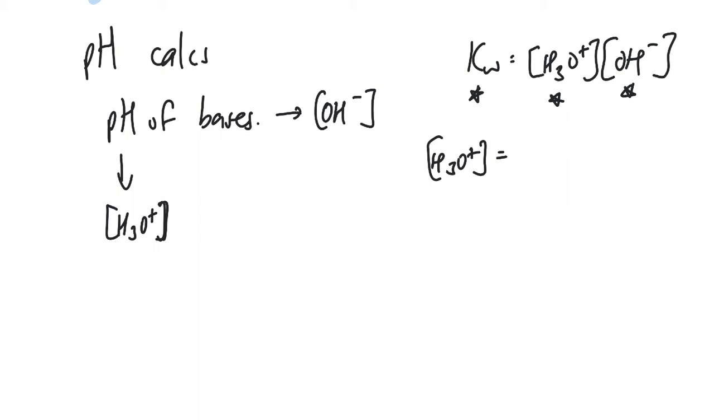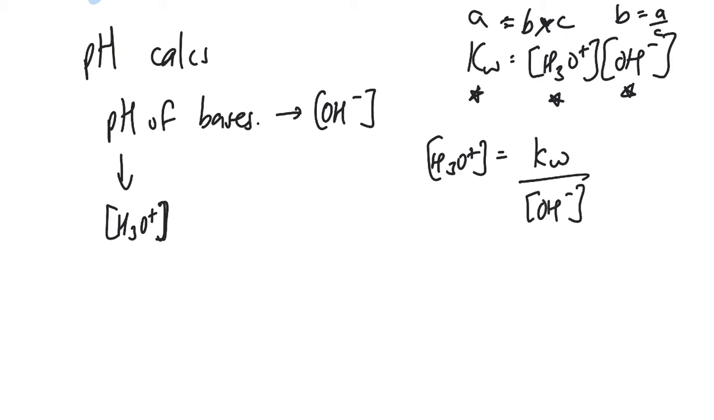Okay, we need to get this rearranging equation stuff, yeah? If I said A is equal to B times C, B is equal to A divided by C. So apply that same thing here. H3O plus is Kw divided by OH minus concentration. Okay? So that's how you get H3O plus from the OH minus.